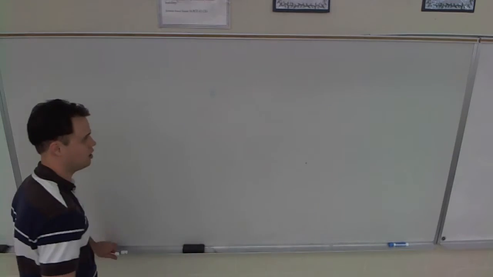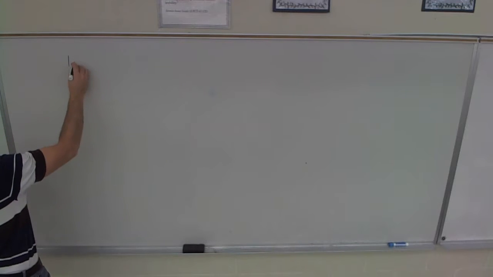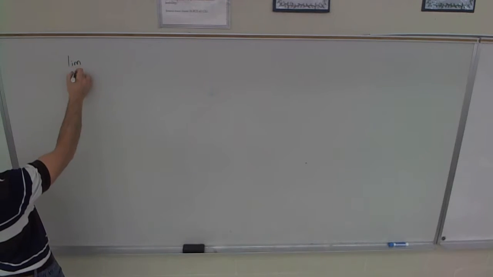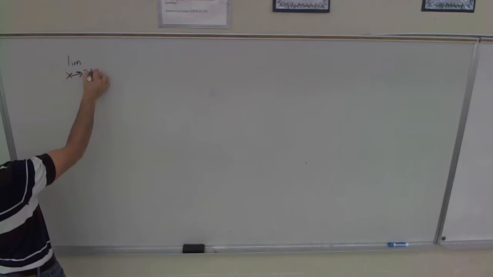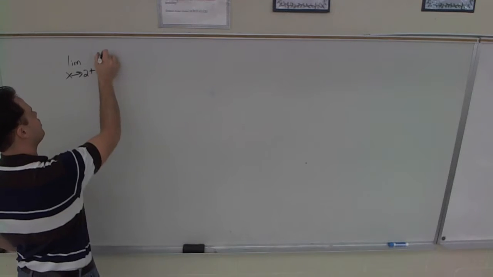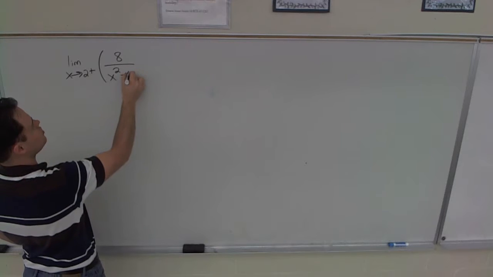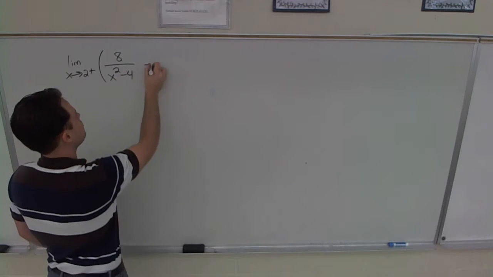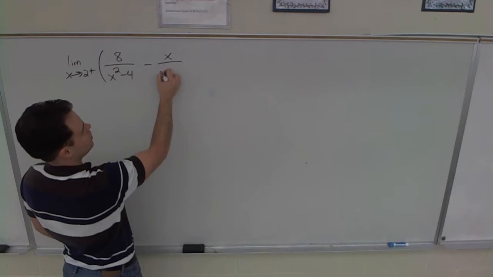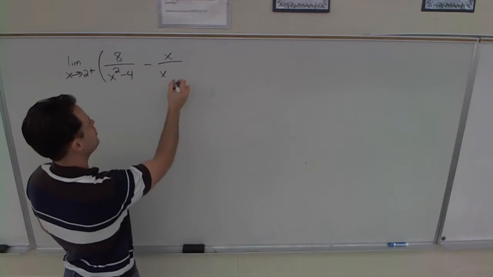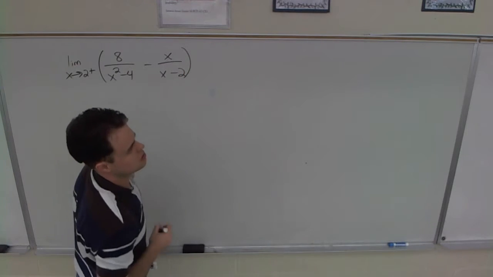So I had this one in mind. Limit as x approaches 2 from the right of 8 over x squared minus 4 minus x over x minus 2. Was that plus 2 I have over there? It's minus 2, I think.